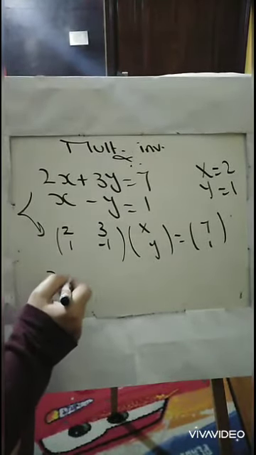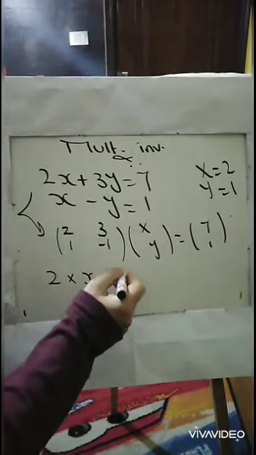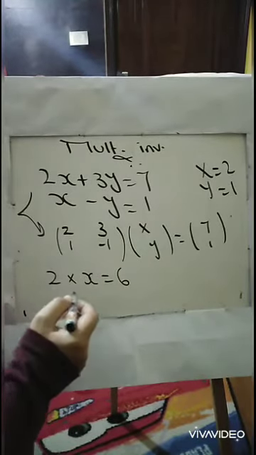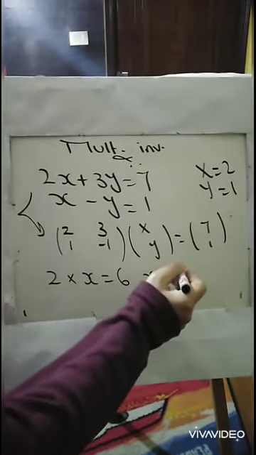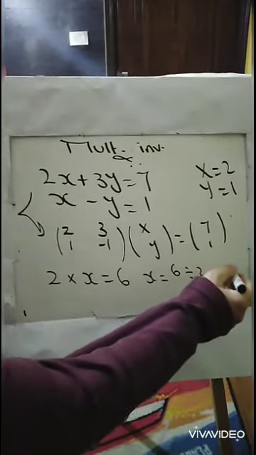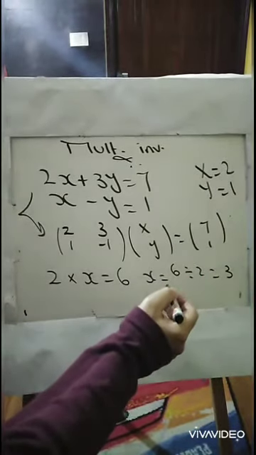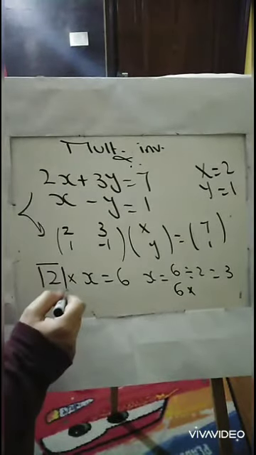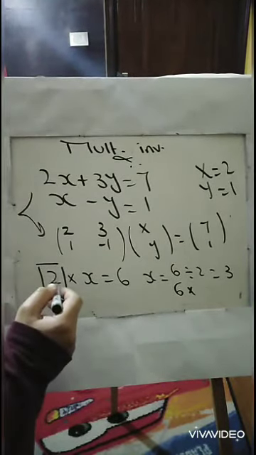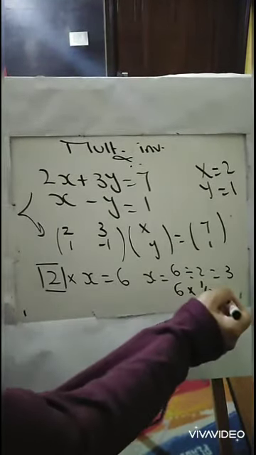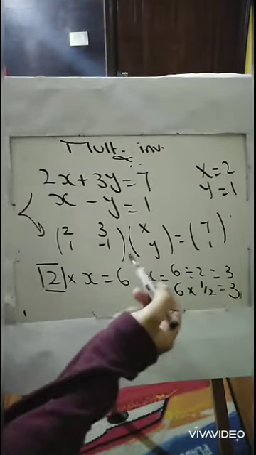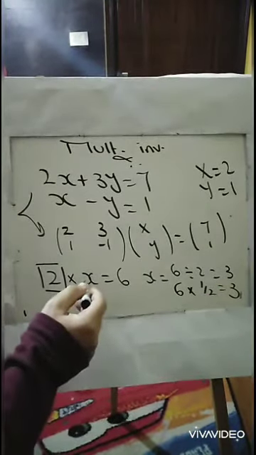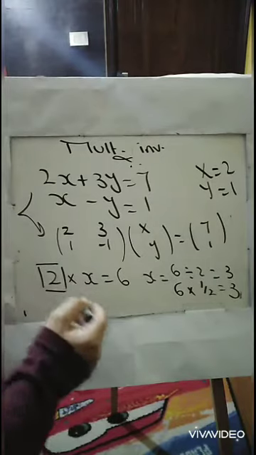If I tell you 2 times x equals 6, and I want to get x, you will make x equals 6 divided by 2, which is 3, or you are going to make 6 times the multiplicative inverse of 2. What's the multiplicative inverse of 2? Half. And also it will give you 3. So in order to get x here, you are going to make 6 divided by 2.